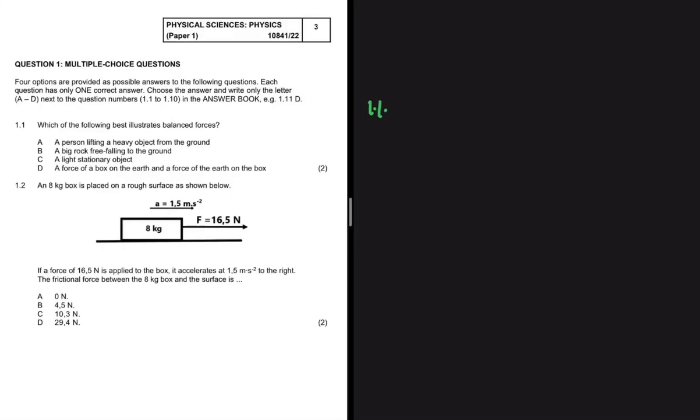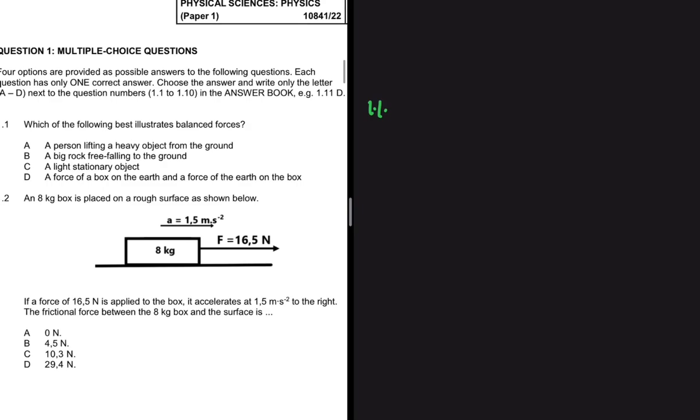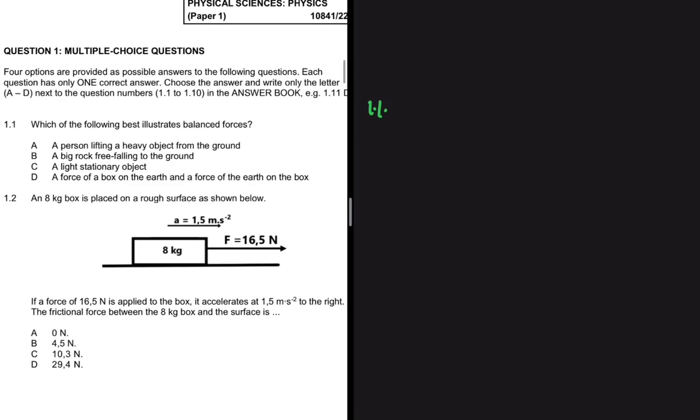1.1 Which of the following best illustrates balanced forces? So let's break that down before we even attempt to answer the question. When you're thinking about balanced forces, you're thinking F net is equal to ma, and F net is equal to 0. Your object is stationary or it is moving at a constant velocity. That's when we can say that forces acting on an object are balanced.